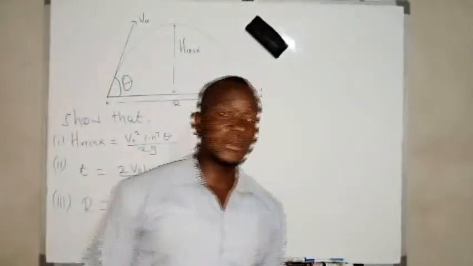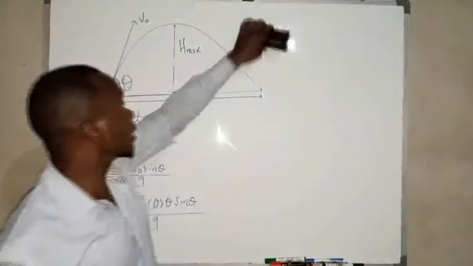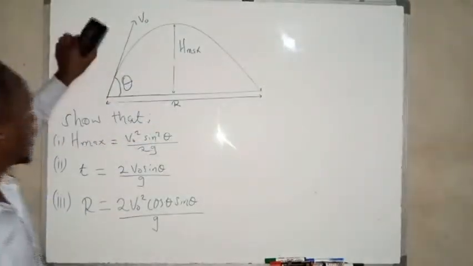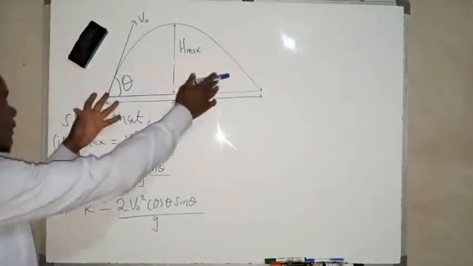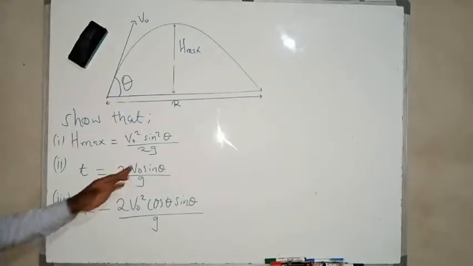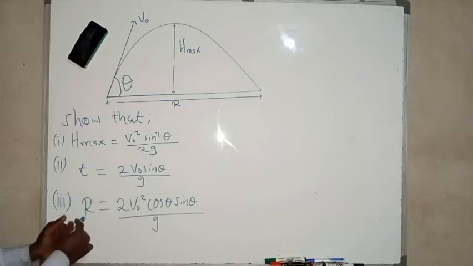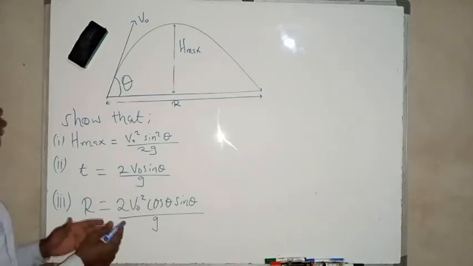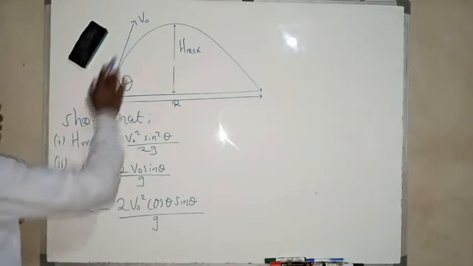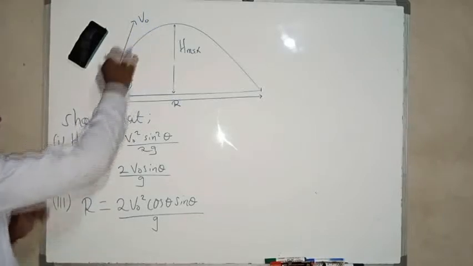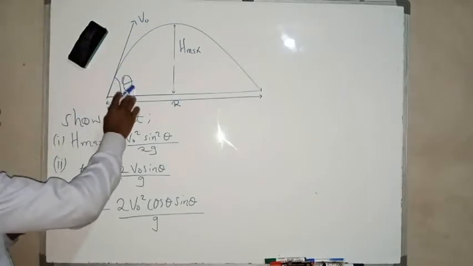Welcome. In this video, we're going to look at a projectile question which says, this is the figure that has been given, and we're told to show that the maximum height is given by this expression, and also the time of flight is given by this, and the range is given by this. So we have been given a projectile which is projected at this initial velocity at this angle.